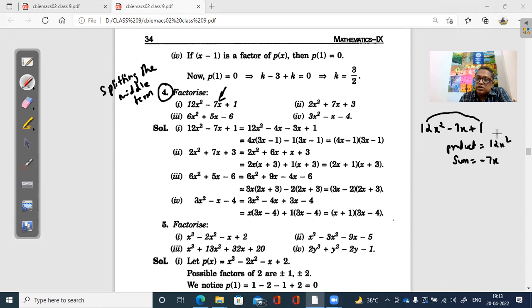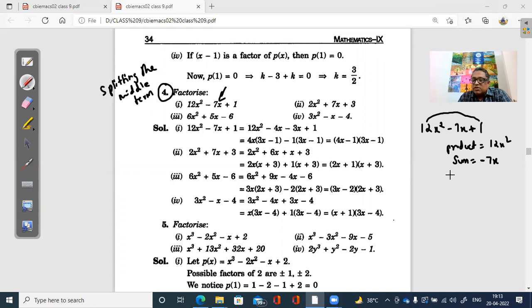आपको दो नंबर सोचना है जो मल्टीप्लाई करने पे 12 आएगा और ऐड करने पे -7. So 12 कैसे कैसे आ सकते हैं? जैसे 2 into 6 is 12, but 2 and 6 together will not give you 7. 4 and 3 is 12 when you multiply, and when you add 4 and 3, you get 7. Like this, we have to think about two numbers.